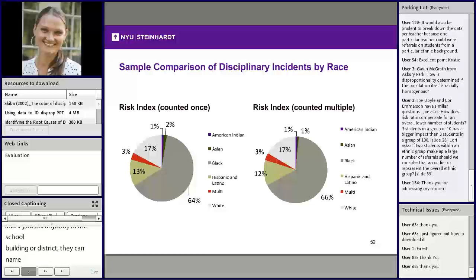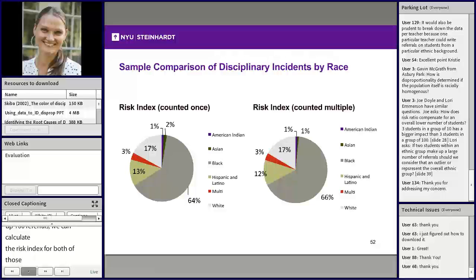Now, what I was trying to show in this slide here, and I know that there were charts where I was showing risk index. You can do the risk index for students counted multiple times, so that one student has 50 referrals. You can do it for those 50 referrals, or you can count them with the group where they're just counted once. So if we have 10 students involved in disciplinary incidents, but they make up 100 referrals, we can calculate the risk index for both of those when they're counted once and when they're counted multiple times.